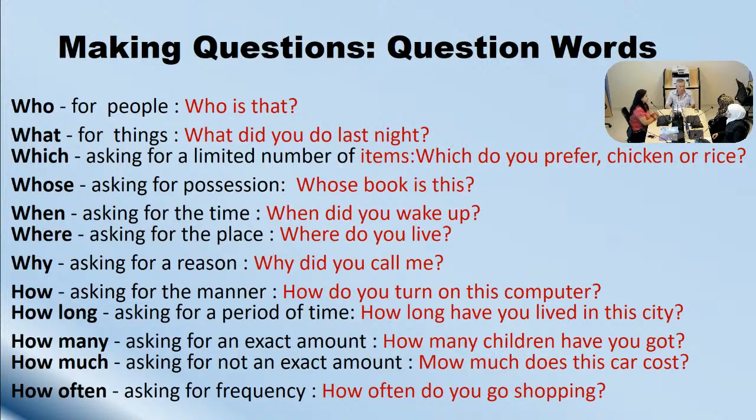Thank you, Ms. Sana. Okay, we use who for people, for example, who is that? The answer is the name of someone. What is for things. What did you do last night? Which is asking for a limited number of items. Which do you prefer, chicken or rice? Sometimes you can give a choice, or not. Whose is asking for possession. Whose book is this?